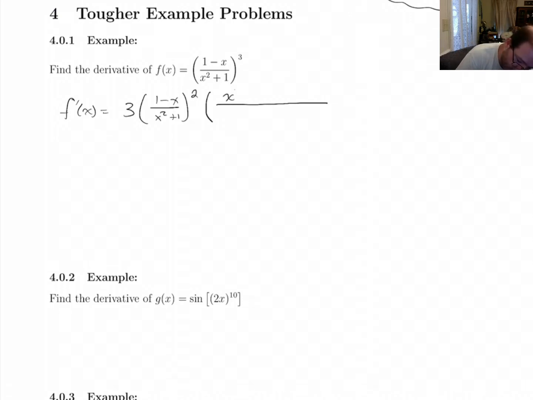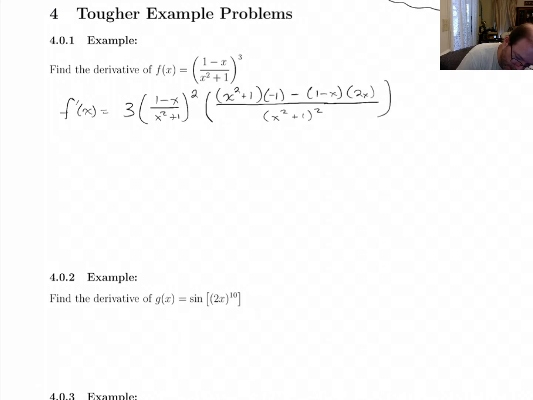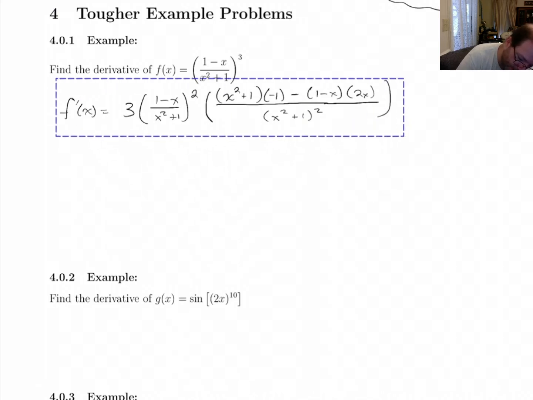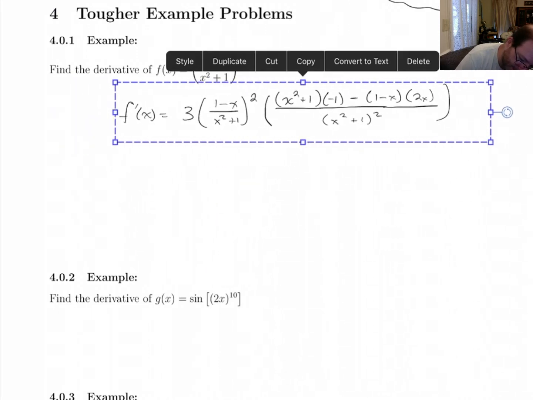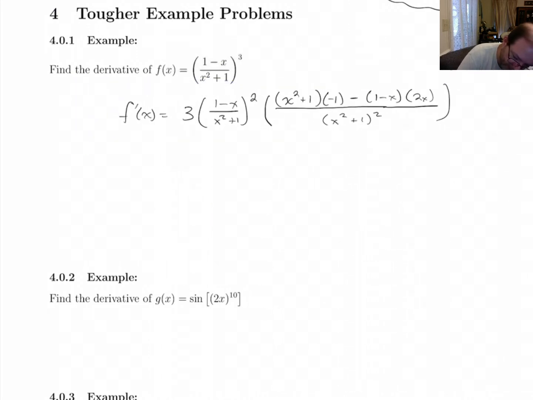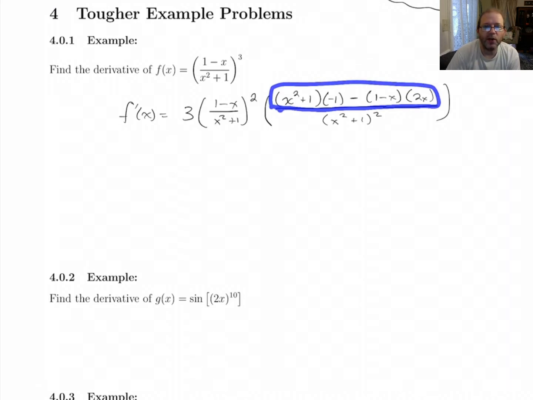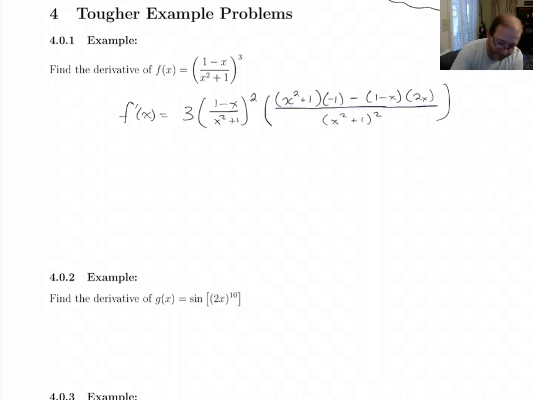So it's going to be low d high, which is -1, minus high d low, which is 2x, over low squared. All right. Now, to avoid copying this too many times, what I want to do is work out what this stuff is up here. I'm just going to work it out in place and do it in a different color above it.